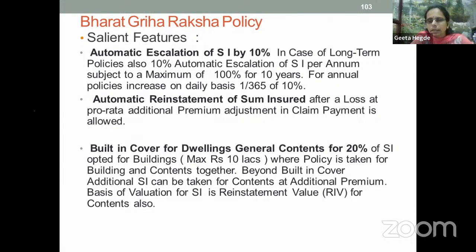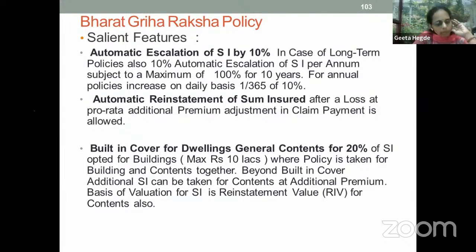Now, let us see specifically in respect of the new Griha Raksha policy. You are opting the sum insured on reinstatement value basis. Because it is a 25-year-old house, you are not covering it at the old price, purchase price or depreciated price, but at today's square feet area or today's replacement, like you can say, at what price that house can be built today. That is your reinstatement value.